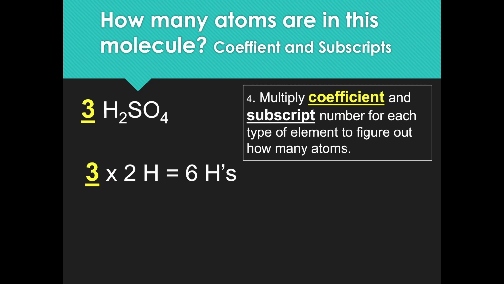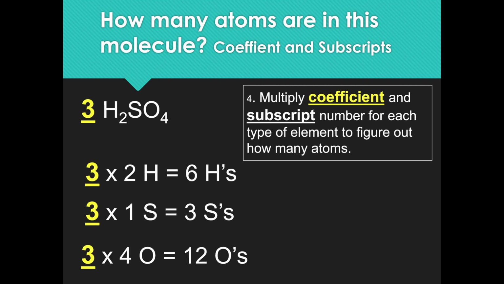So 3 times 2, you get 6 total H's. If you look at the letter S, there's only one of them. So it's 3 times 1, and there's a total of 3 S's. And for O, it's 3 times 4, so it becomes 12 O's.